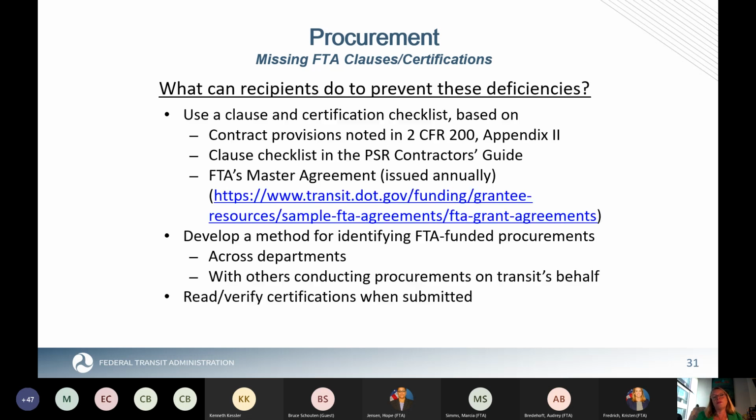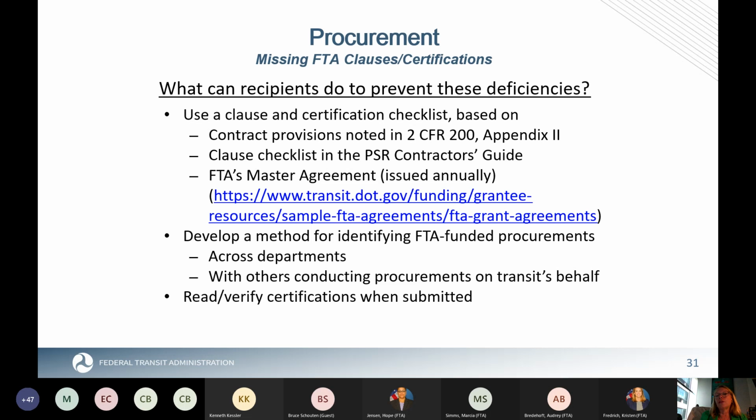So what can you do to prevent deficiencies in this area? First of all, use a clause and certification checklist. For clauses, right now in the triennial review area and the procurement system review area, we are looking at maybe a smaller number of clauses than you're used to in the past. A TVM is a transit vehicle manufacturer. I saw that one flash up.